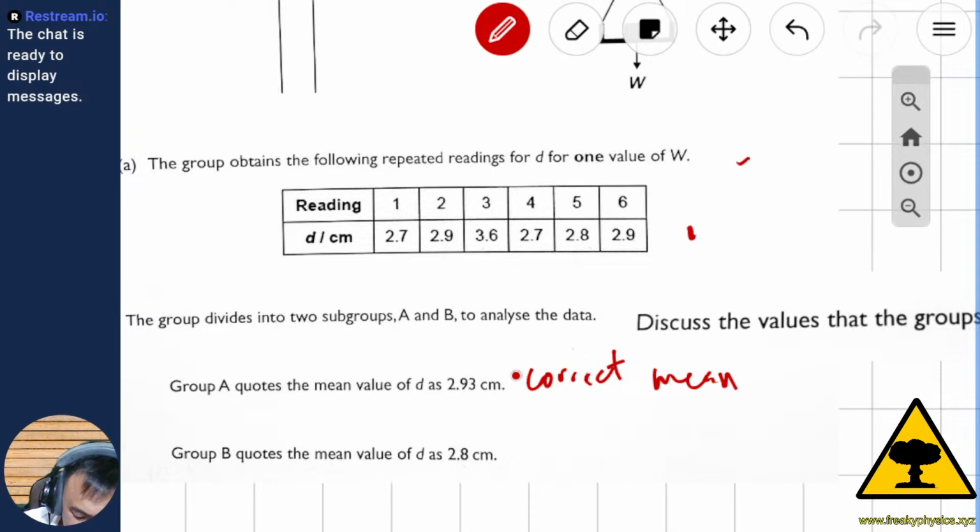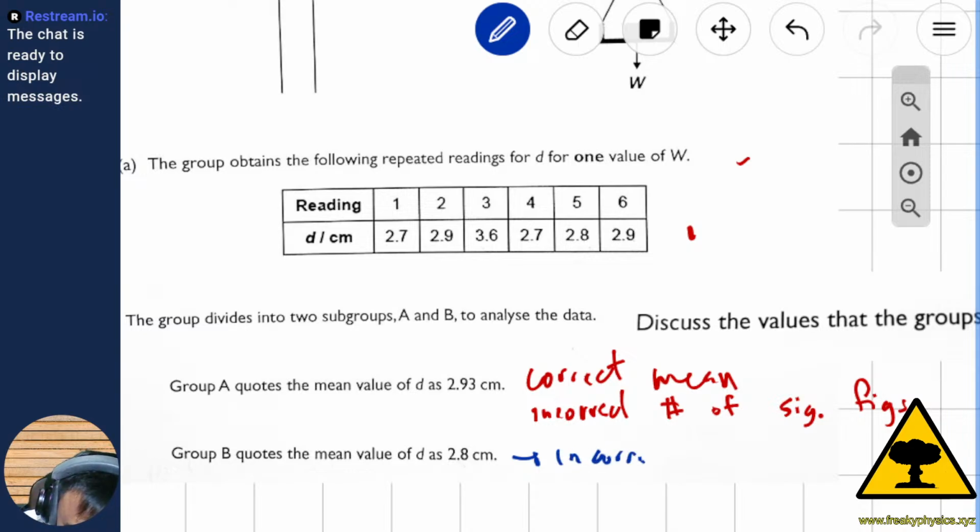Okay, what else can you comment on? That it's accurate. I wouldn't really say accurate at this point. Okay, I'm going to say something like this: this is incorrect sig figs, incorrect number of sig figs. But how come, if they only have one? Before we get there, basically you can comment on this as incorrect mean, right? But correct sig figs, correct number of sig figs.